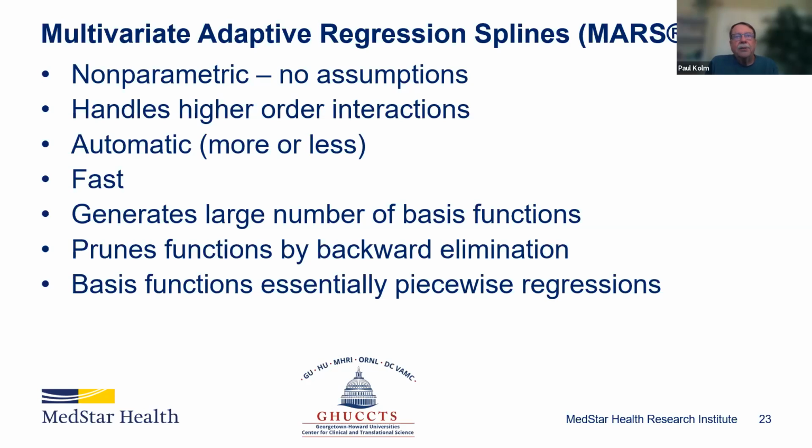And basis functions are essentially piecewise regressions. I'll show an example of that in a minute. But basically, what it does is it prunes the functions by backward elimination. In other words, it will generate a large number, or maybe all possible basis functions, and eliminate them in terms of their importance in predicting.